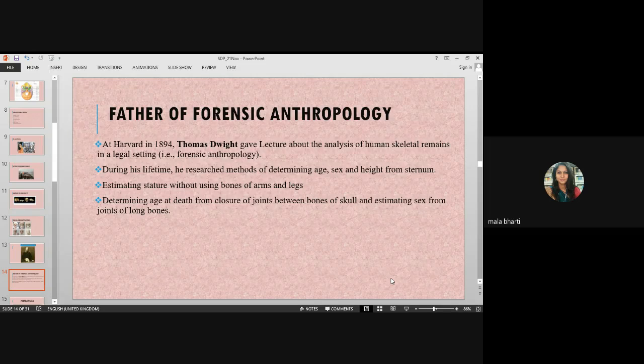At a certain age these sutures fuse, these sutures close, so that helps us to determine the age. Then sex determination from the joints of the long bones. He has done a huge amount of work in the field of forensic anthropology, and he is the one who introduced the world to forensic anthropology by associating it with the use of knowledge about human anatomy and osteology in the legal setting.